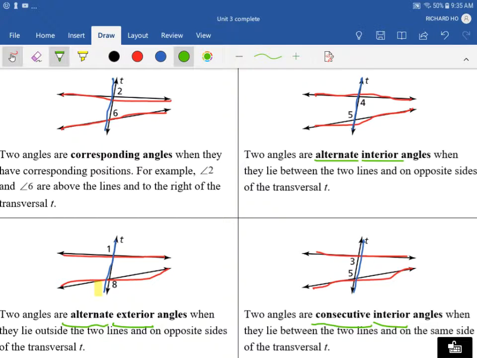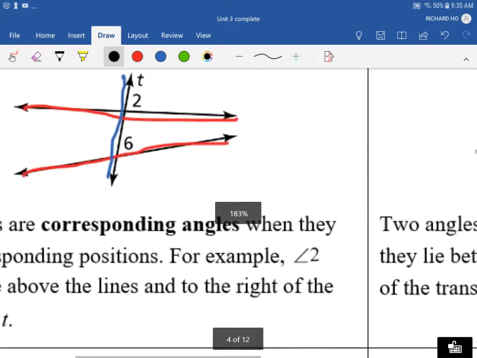And then the last one is corresponding. So this 2 and the 6, they're neither, so one of them is interior, one of them is exterior, right? So they're not both interior, they're not both exterior. But if you look at, let me zoom in on this.